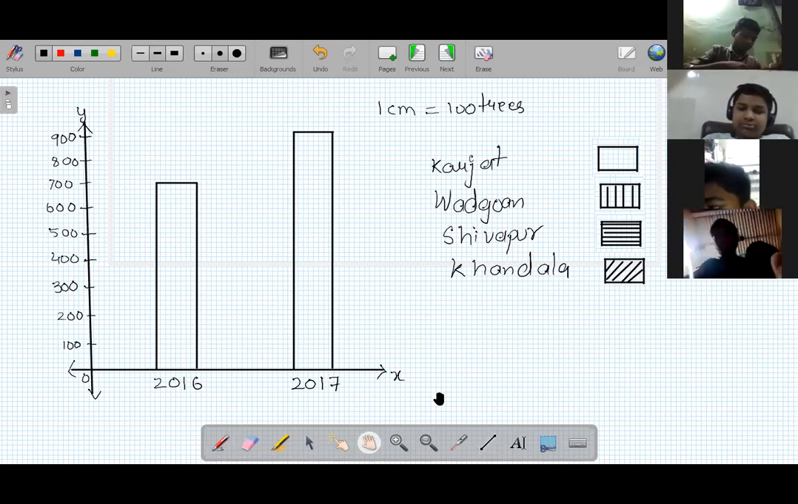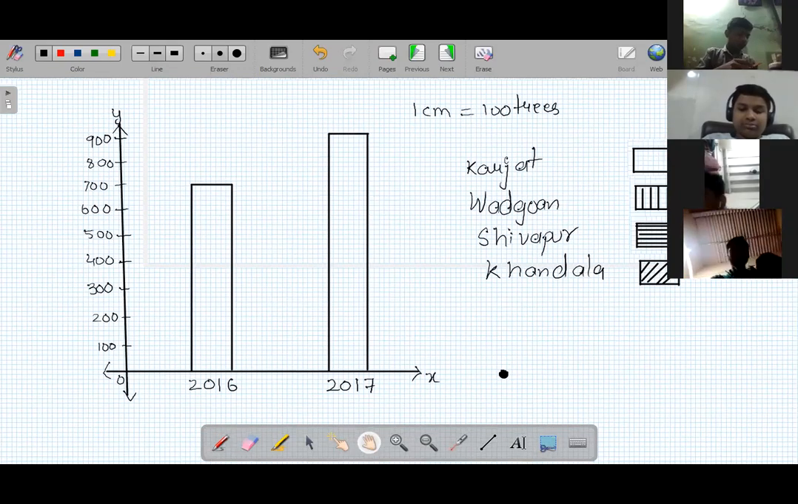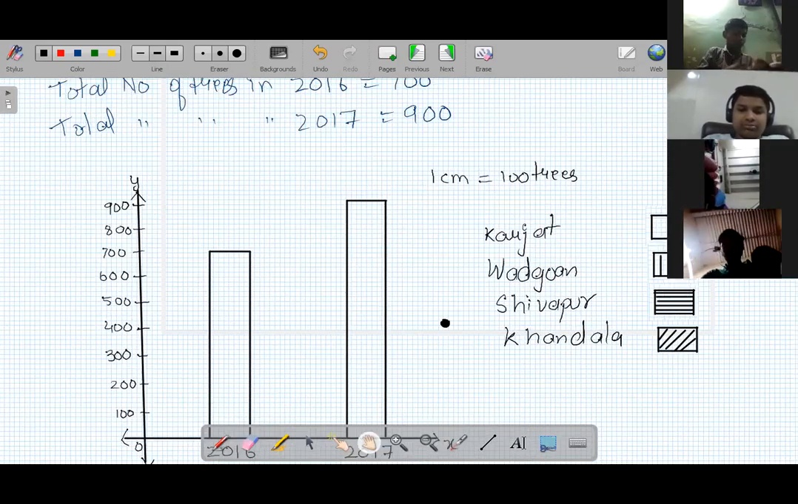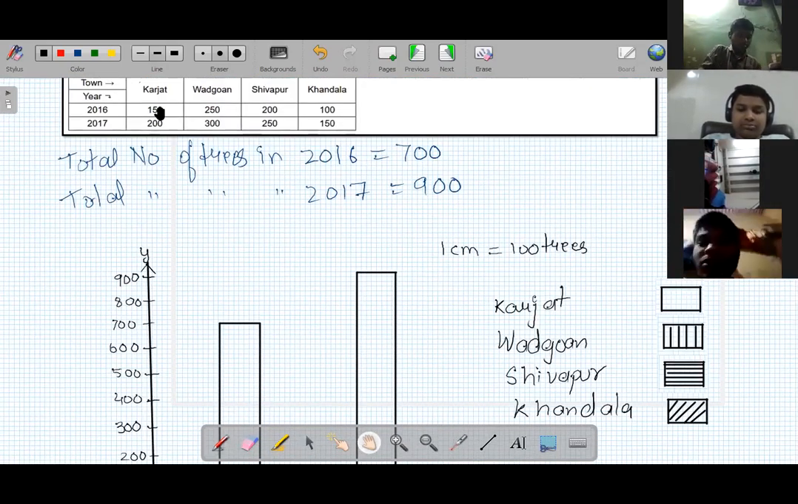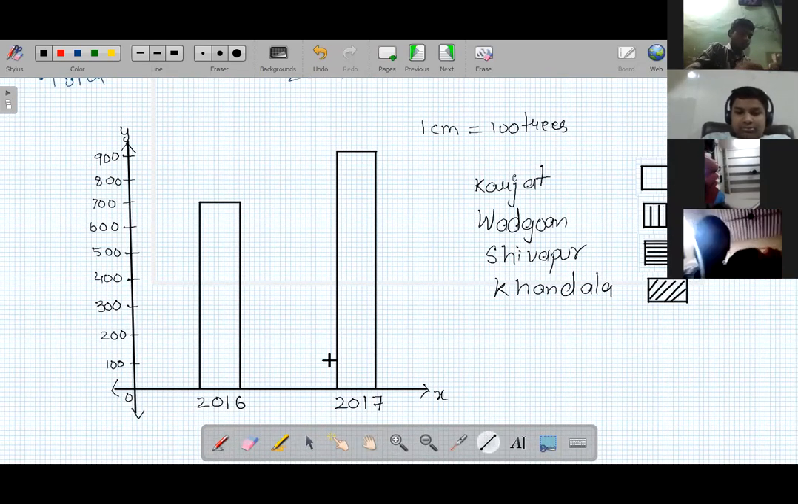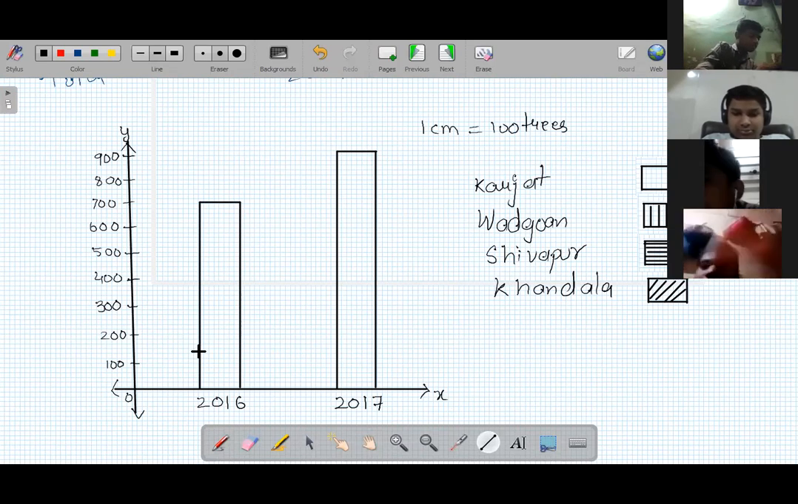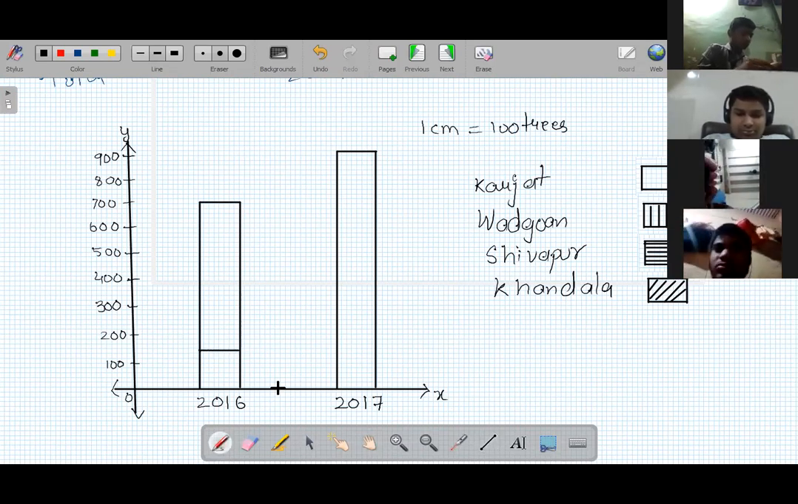Now let's start with dividing our bar graph. First we'll start with the year 2016. For 2016, Karjat is 150. So you draw the line at 150. This is 100, so 150 will be in the middle.